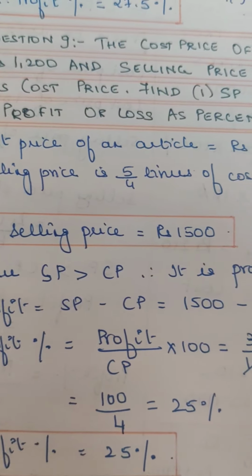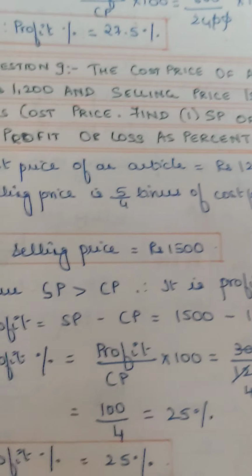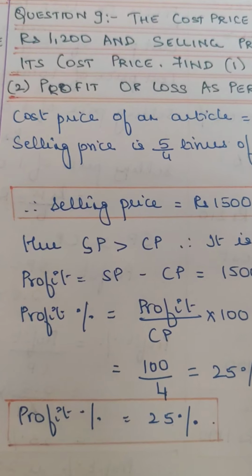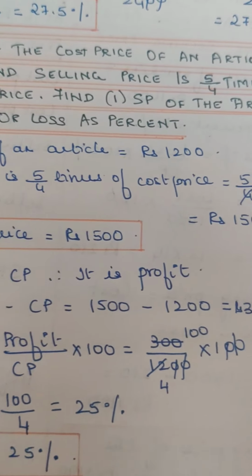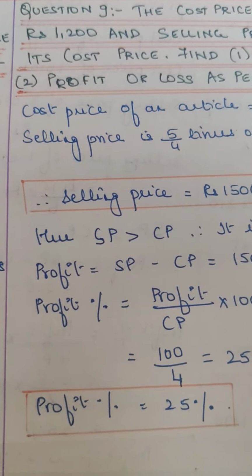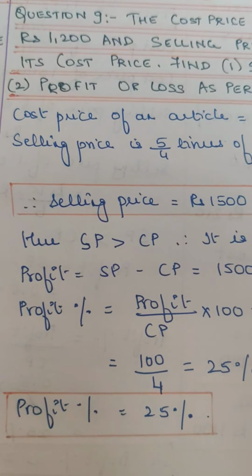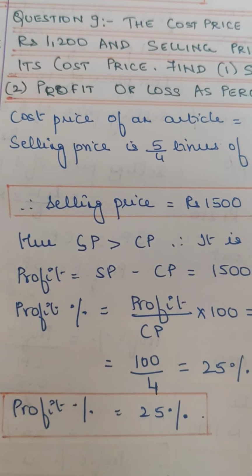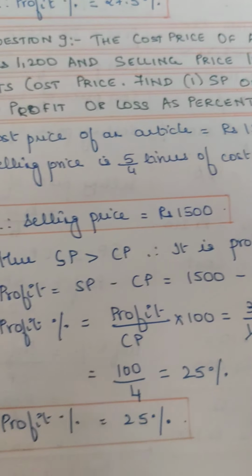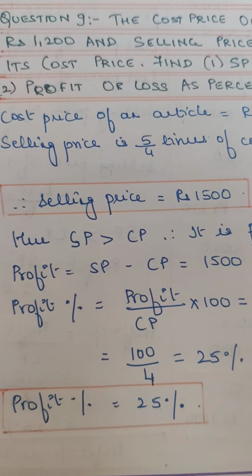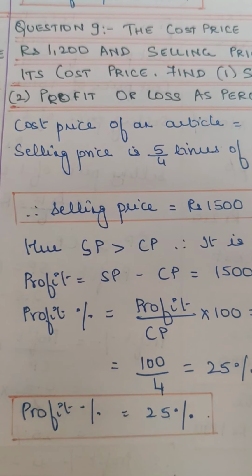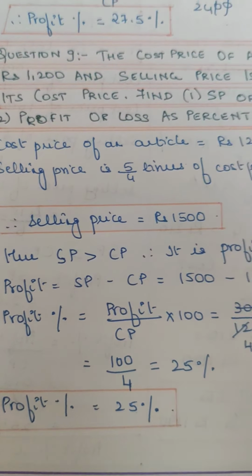Here, selling price is greater than cost price, therefore it is profit. How do you calculate profit? Profit is equal to selling price minus cost price, that is 1500 minus 1200, that is rupees 300. How do you calculate the profit percent? Profit percent is equal to profit by cost price into 100, that is 300 by 1200 into 100. Therefore, it is 100 by 4, that is equal to 25%. Therefore, profit percent is equal to 25%.